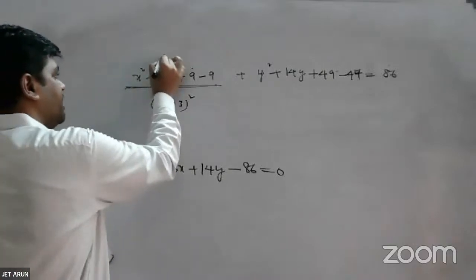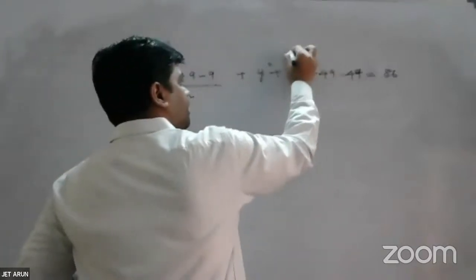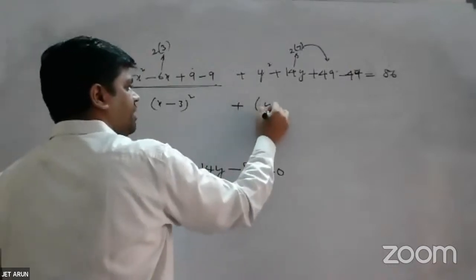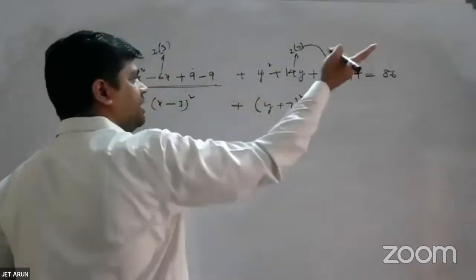2 into 3, right? This is 2 into 7, right? So I took 7. So this will be y plus 7 whole square is equal to 49.